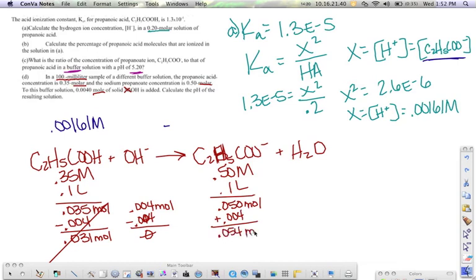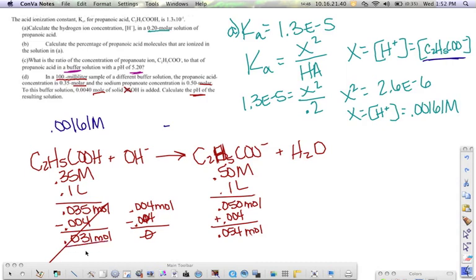So now we can calculate, because the question asks, calculate the pH of the resulting solution. So convert these back to molarities. We still just have 100 milliliters of the sample, so to get it into molarities, it's moles per liter.